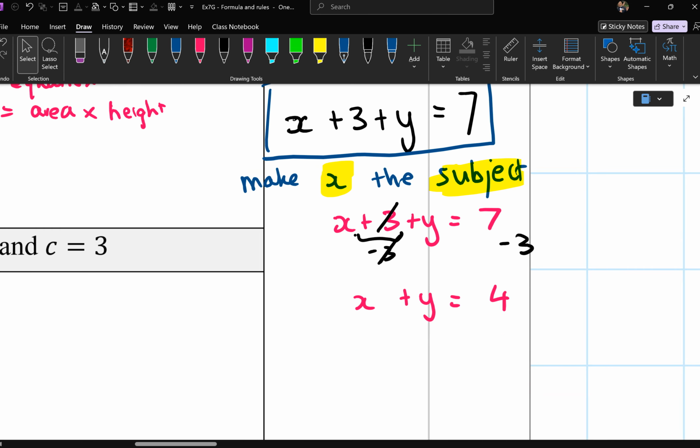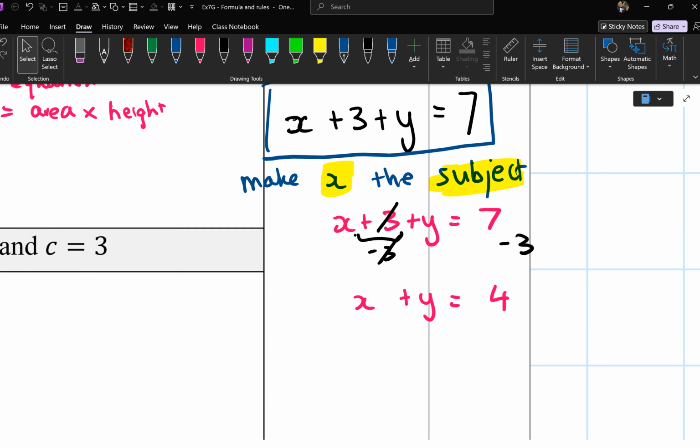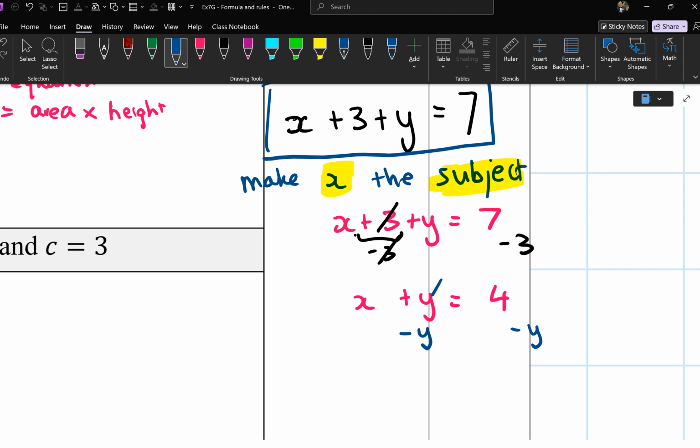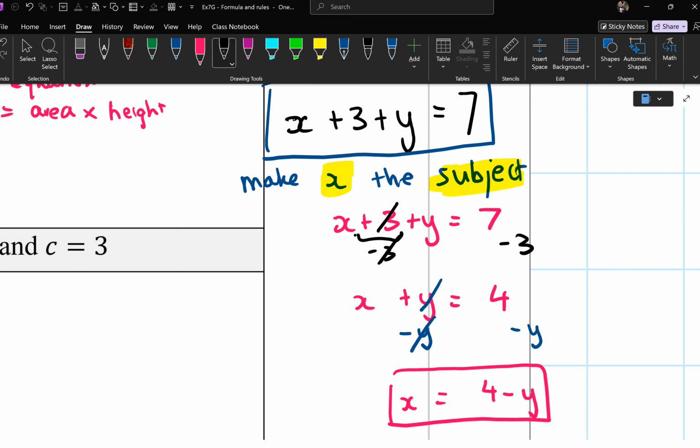Now we're almost there. The question said make x the subject. It didn't say make xy the subject. It said make x the subject. So I don't need this y. I don't want the plus y. So how do you get rid of plus y? Minus y. Very good. So here I'd say minus y on one side, but whatever you do to one side, you do to the other. So minus y on the other side. Y take away y is 0, so it cancels out. Now I've got x by itself on the left-hand side. And on the right-hand side, I have 4 take away y. This is the formula, and x is the subject.